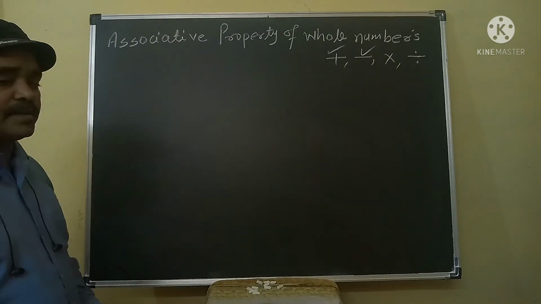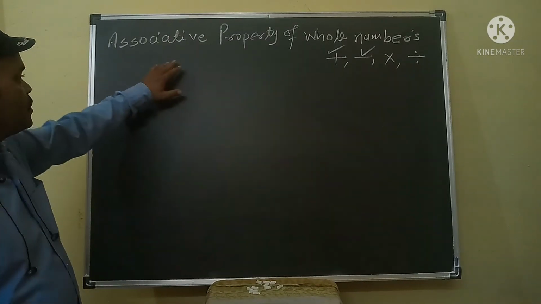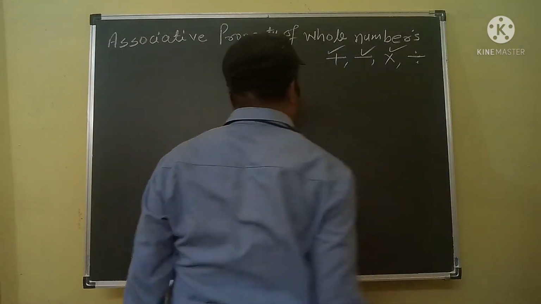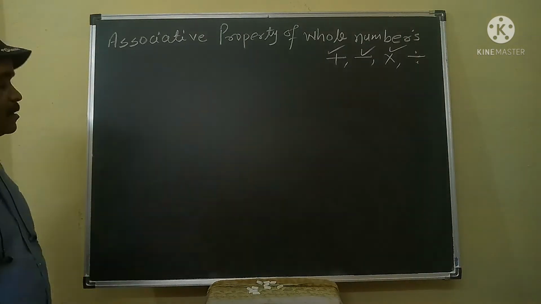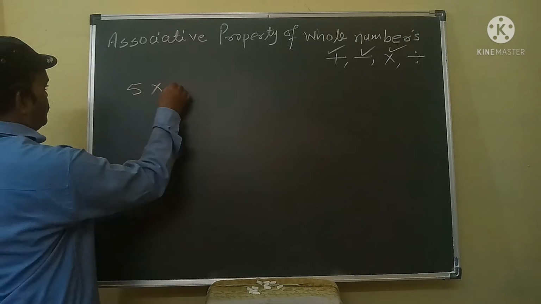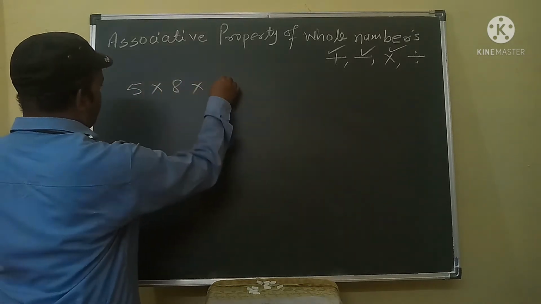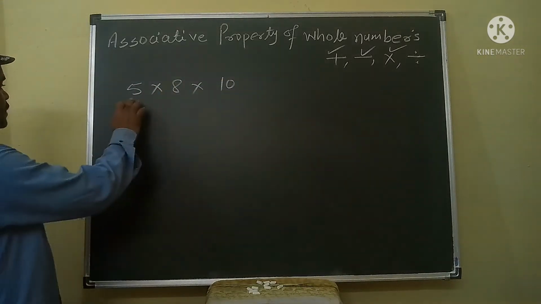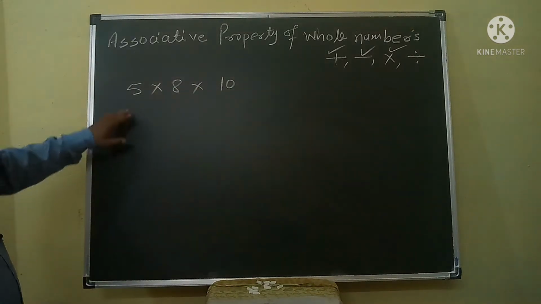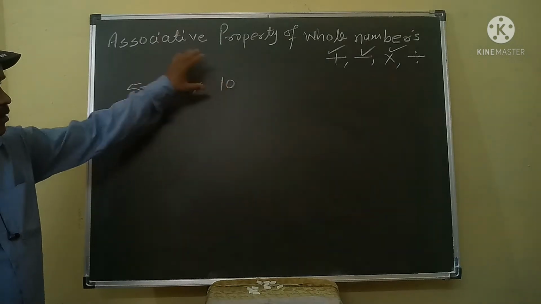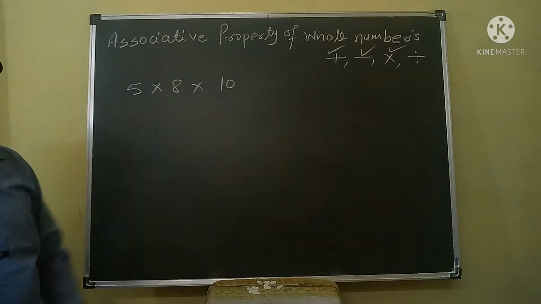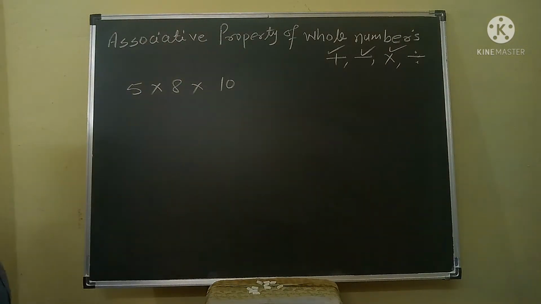Then we will discuss the associative property of whole numbers under multiplication. Suppose you have three whole numbers 5, 8 and 10, and you want to find the product of these three whole numbers according to the associative property. So what will you do?